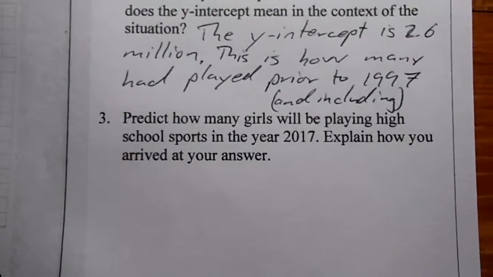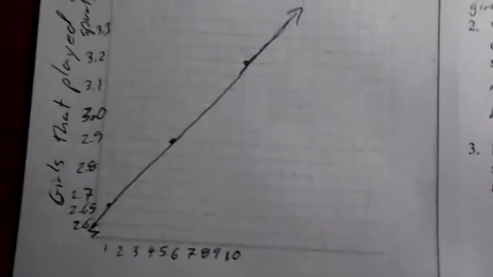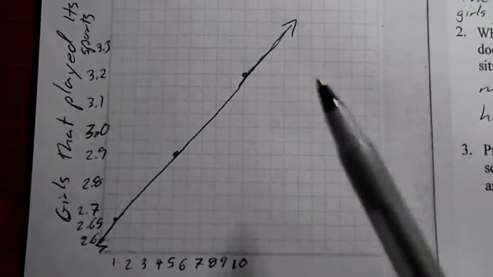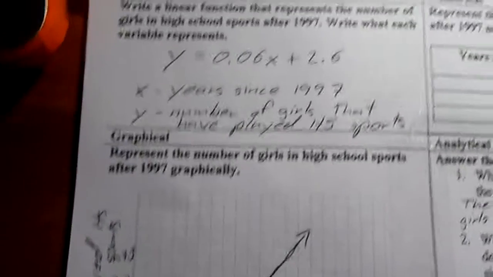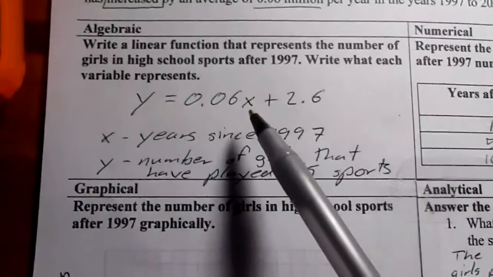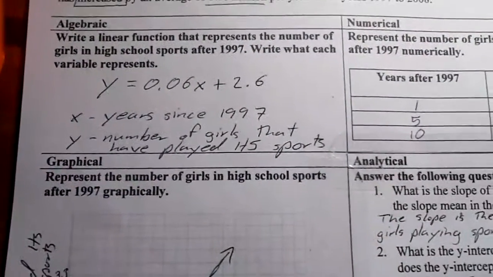Finally, predict how many girls will be playing high school sports in the year 2017. Explain how you arrived at your answer. Well, if our graph went that far, we could look at that, but I didn't make mine with enough detail, so I'm going to use my equation. So first I need to figure out the years past 1997 that 2017 is.